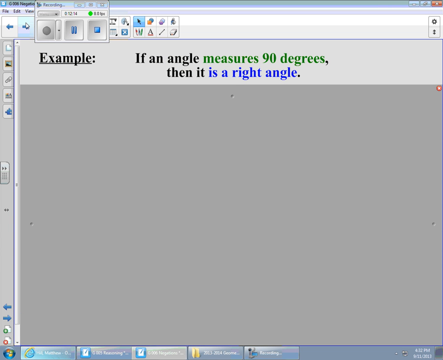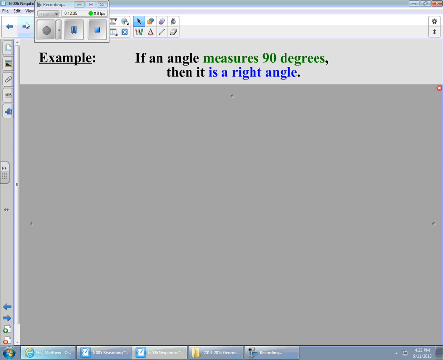Okay, one more example here. We're going to look at a new conditional statement. We will evaluate the truth of the converse, inverse, and contrapositive after we identify those negations. Okay, so here's a new statement. If an angle measures 90 degrees, then it is a right angle. Okay, so let's say that's our conjecture.